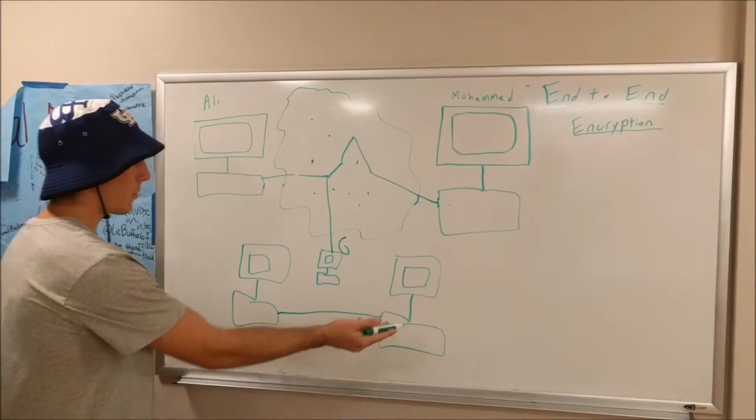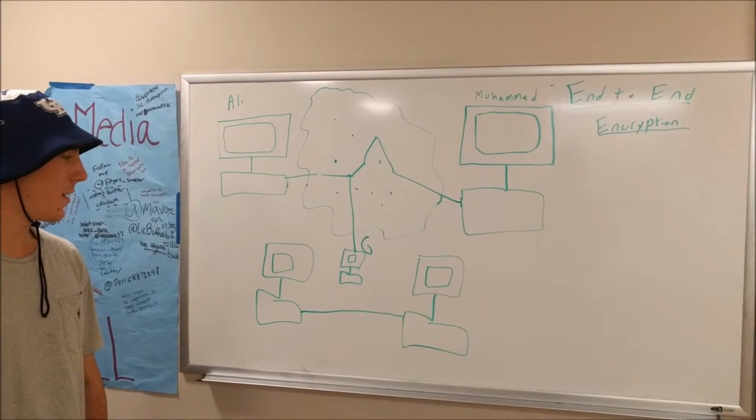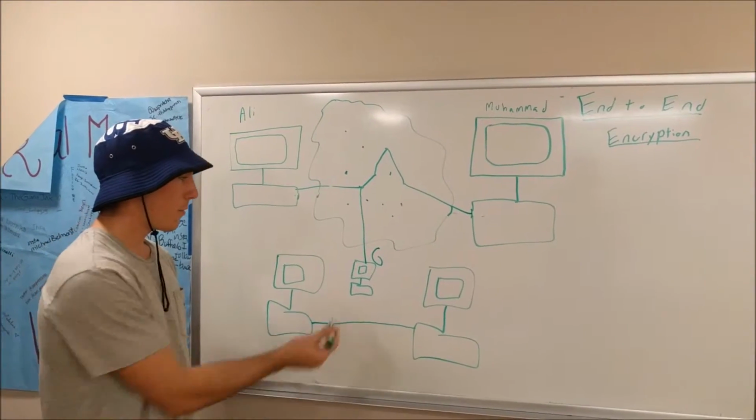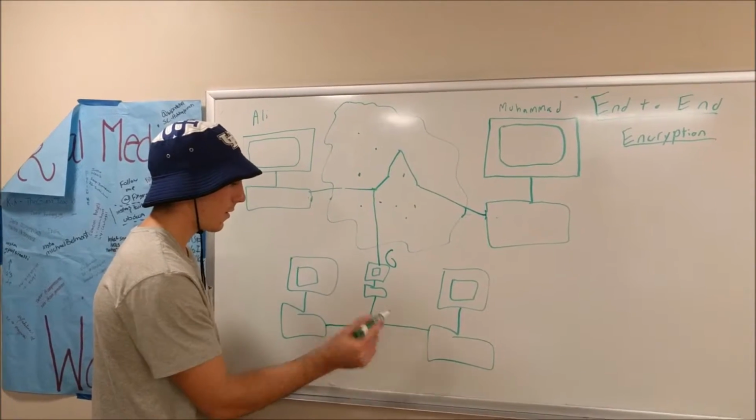Now we also have another case, something a lot more secure, if we just had a wired connection between Muhammad and Ali. In this case, unless it was connected to the internet, you don't even really need to encrypt it. The only way that G could intercept that cat video is if he actually cut into the wire.